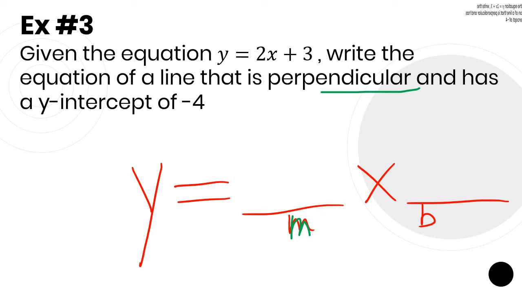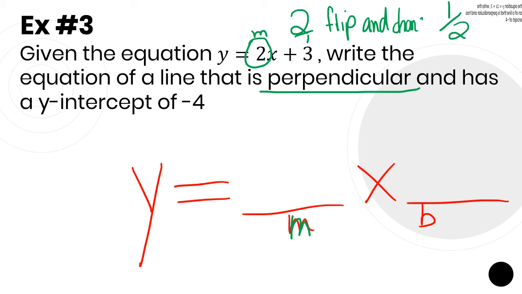If my line needs to be perpendicular to the given line, here's my current m. Perpendicular means you flip. Well, let's talk about that. How do I flip 2? Well, technically 2 is over 1, so if I flip it, it's a half. And change, meaning my original number was positive, so now I make it negative. So I have a -1/2. That negative can go top, bottom, or out front.